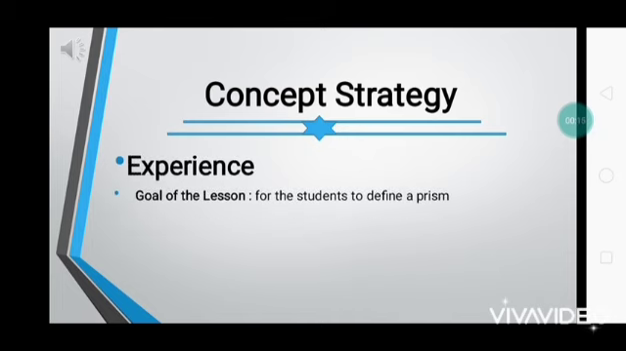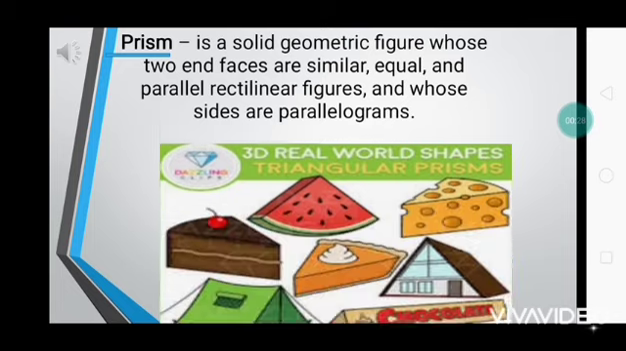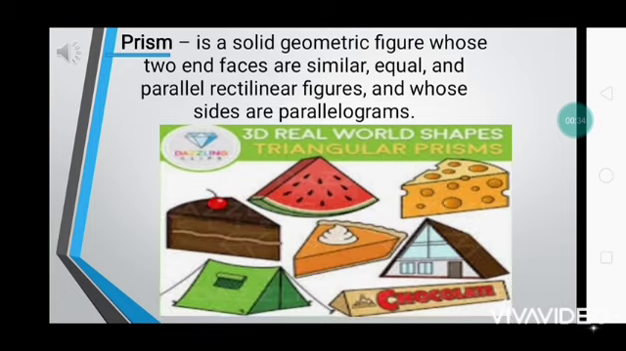Experience. In experience, you study the lesson below which applies the concept attainment strategy. The goal of the lesson is for the student to define a prism. A prism is a solid geometric figure whose two end faces are similar, equal, and parallel rectilinear figures and whose sides are parallelograms. The pictures below are examples of prisms. Those are watermelon, cakes, tent, pie, chocolates, house, and cheese.